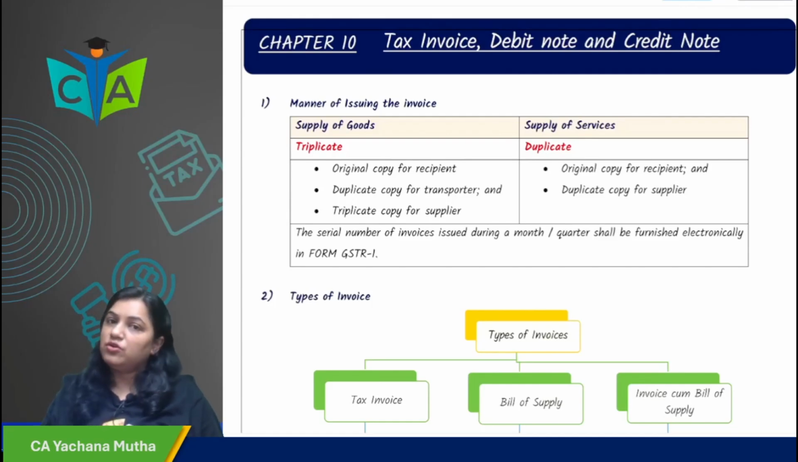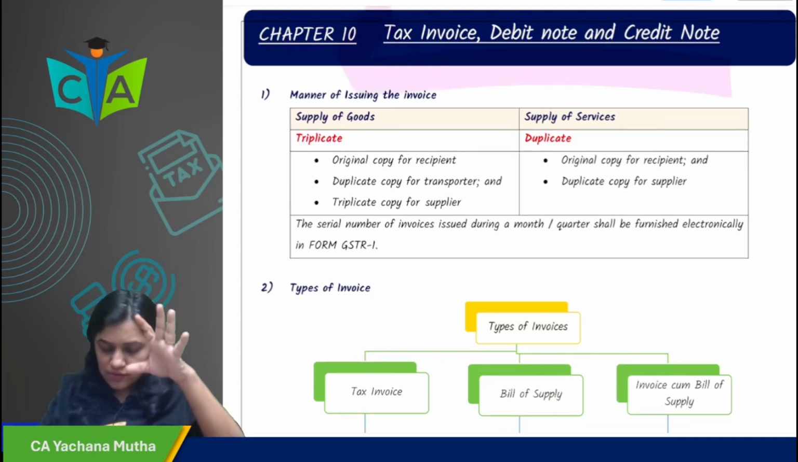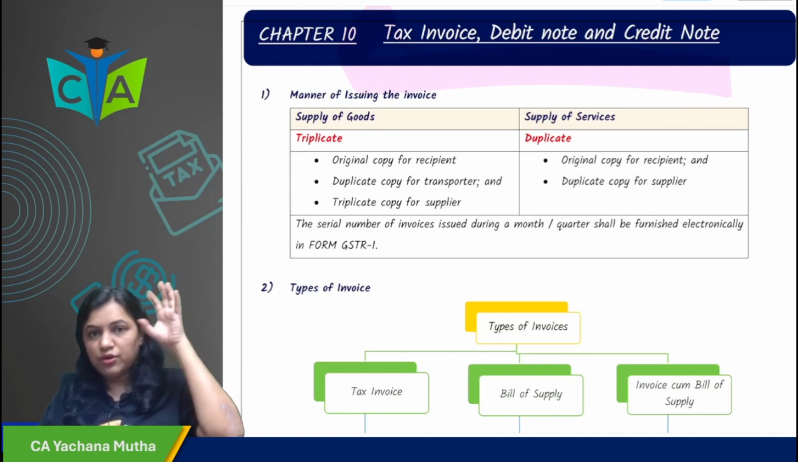So we were doing the marathon revision of tax invoice, debit and credit note. Very simple chapter. If a question comes from this chapter, we have to grab those marks.